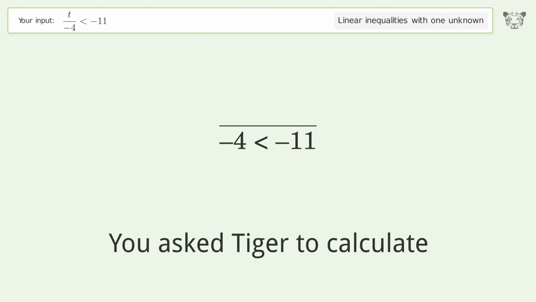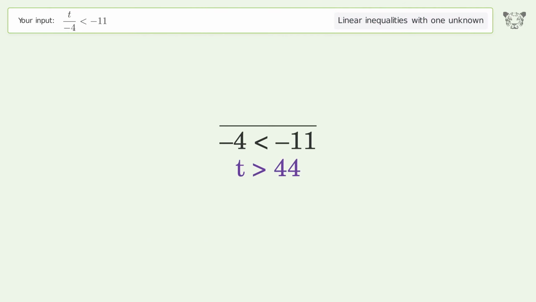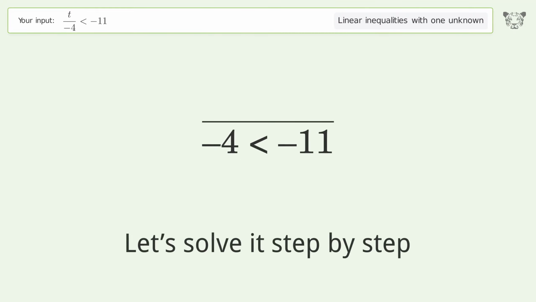You ask Tiger to calculate. This deals with linear inequalities with one unknown. The final result is t greater than 44. Let's solve it step by step.